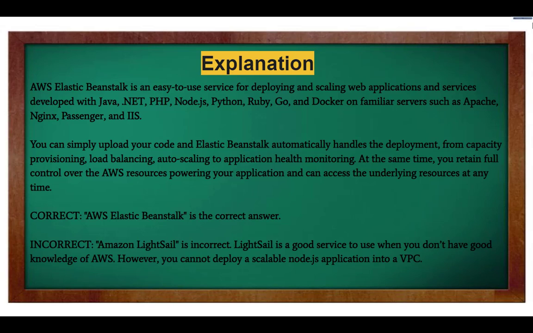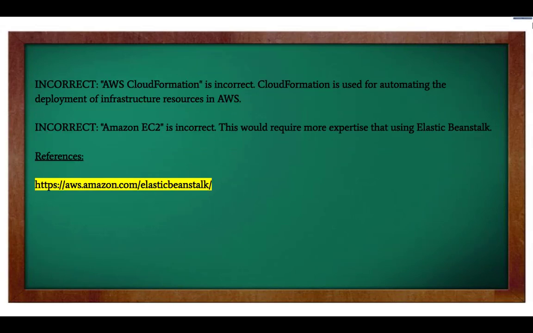Incorrect, Amazon Lightsail is incorrect. Lightsail is a good service to use when you don't have good knowledge of AWS. However, you cannot deploy a scalable Node.js application into a VPC. Incorrect, AWS CloudFormation is incorrect. CloudFormation is used for automating the deployment of infrastructure resources in AWS. Incorrect, Amazon EC2 is incorrect. This would require more expertise than using Elastic Beanstalk.